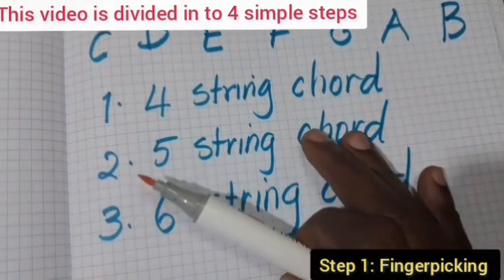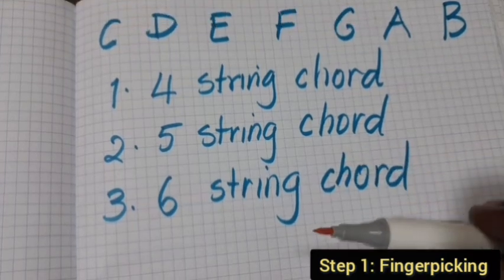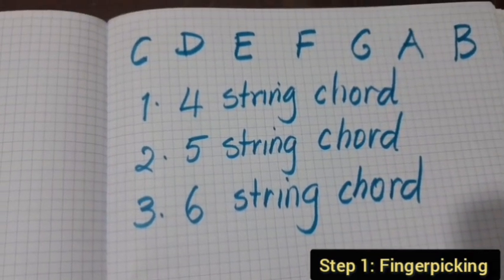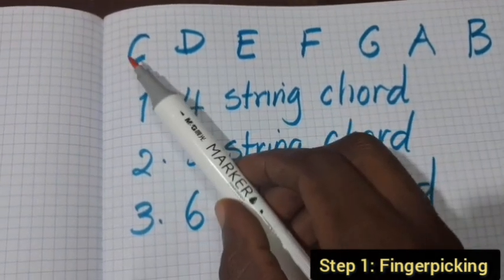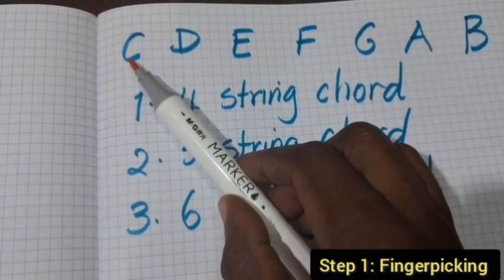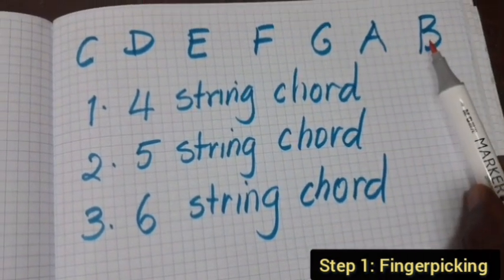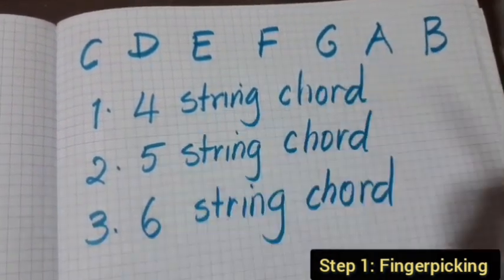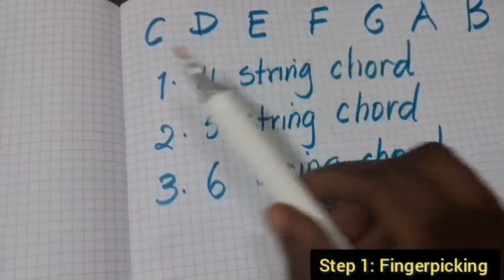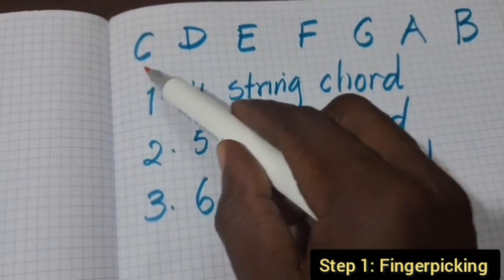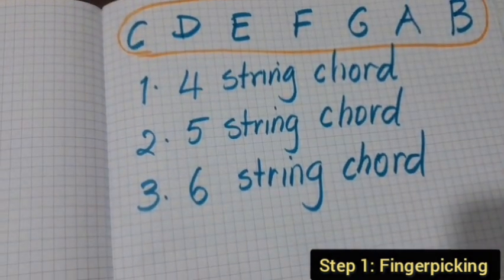Today we'll be talking about picking, and we want to take it step by step so that nobody is lost. Now, in our lesson on picking, we have C, D, E, F, G, A, and B. We can never run away from this as far as music is concerned. In picking, these keys are divided into three classes.